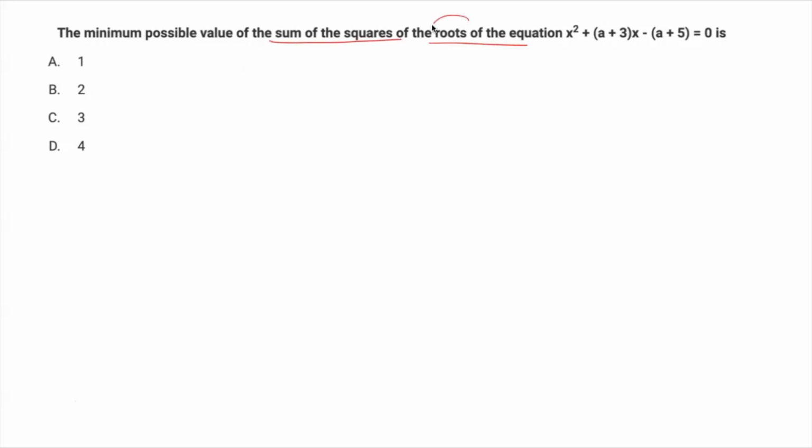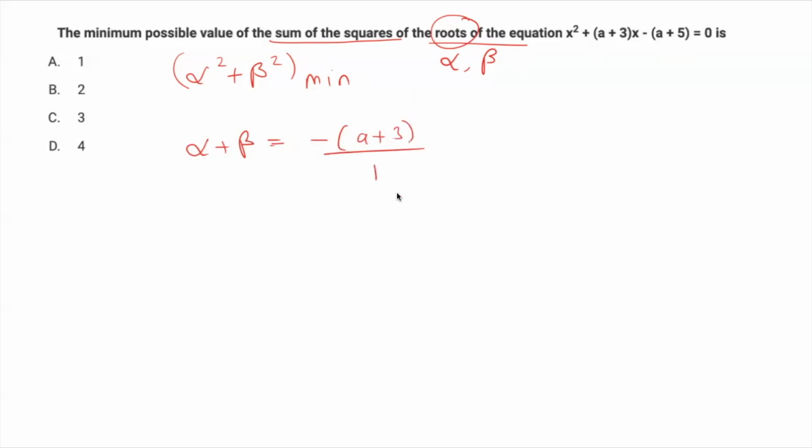Let the roots of the equation be alpha and beta. You are required to find out the minimum possible value of alpha square plus beta square. Now guys, we already know that for a quadratic equation, we have studied this in algebra, the sum of the roots is minus the coefficient of x upon the coefficient of x square. So alpha plus beta is minus of (a plus 3) divided by the coefficient of x square, which here is 1. So here the sum of the roots is minus of (a plus 3).